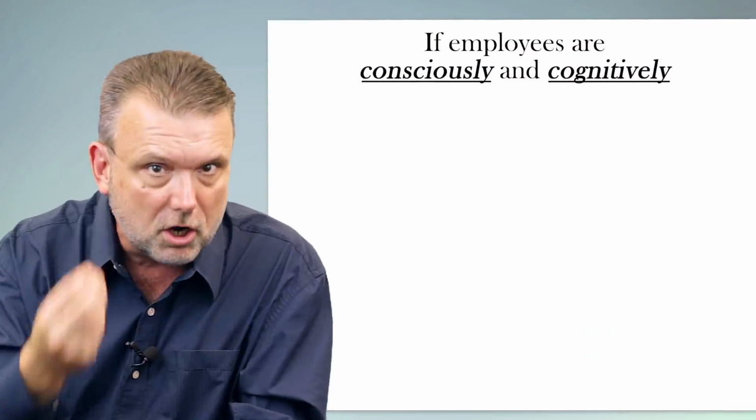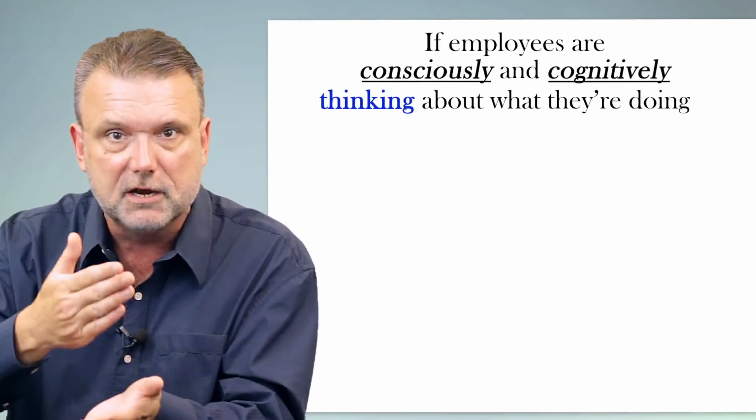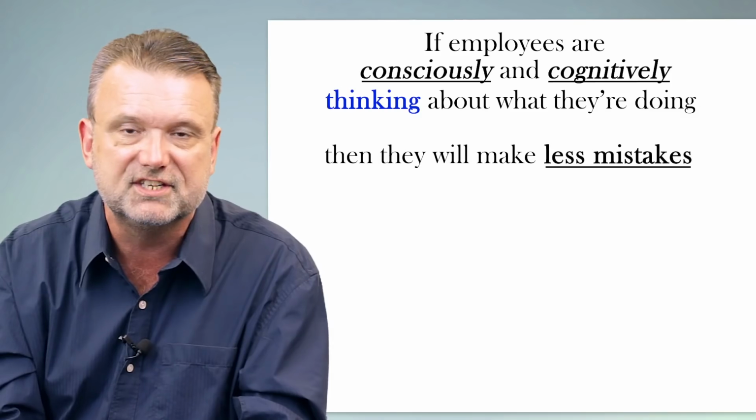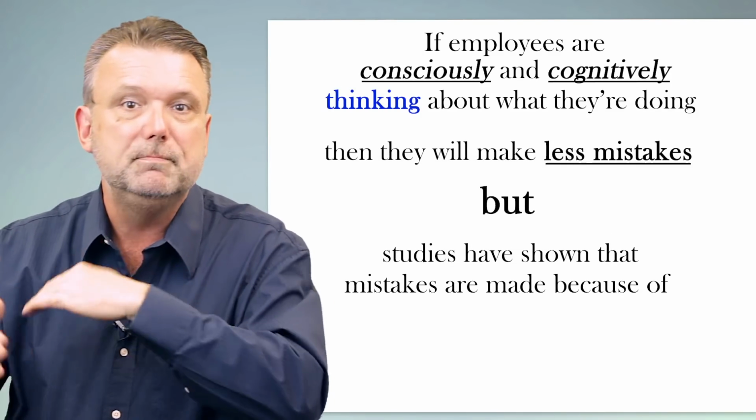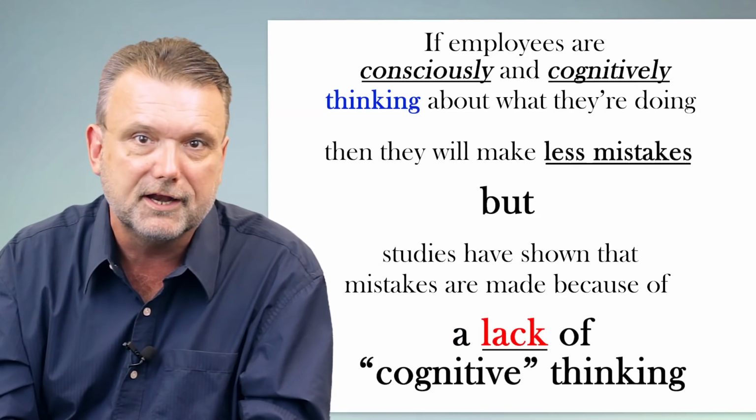In other words, what we see in the corporate world is that if you're in the rank and file, sometimes it's almost like employees act like they're zombies. They show up from 8 to 4 and then out the door. They put in their 8 hours and they almost robotically go through their steps, but they're not consciously thinking about what they do when they do it. If they were consciously and cognitively thinking about what they were doing, they would make fewer mistakes. But studies have shown that mistakes are made because of a lack of cognitive thinking.